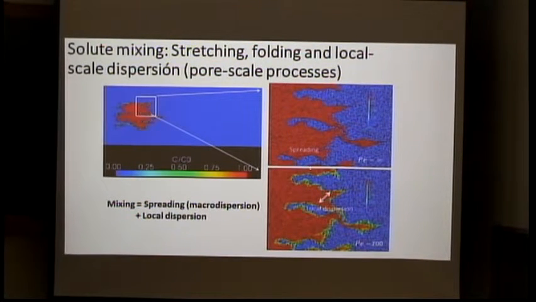Mixing is due to these two mechanisms. The larger this interface is, the larger the mass exchange between these two regions, so we have more mixing, and it also depends on the value of the local dispersion.